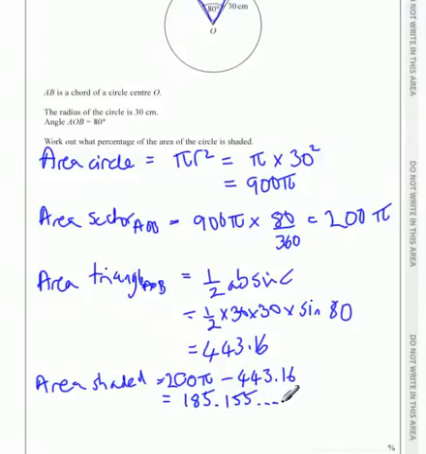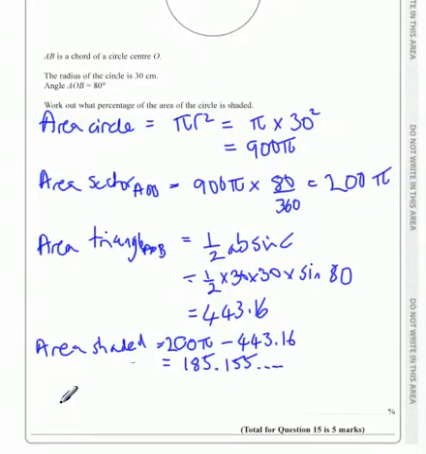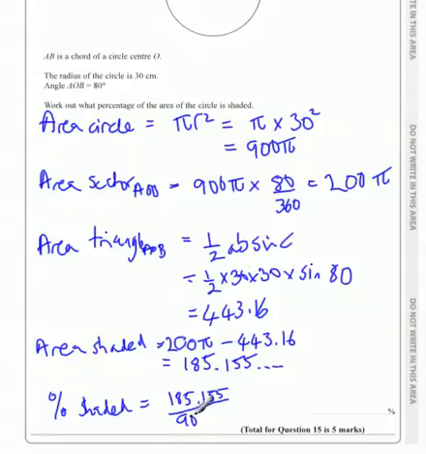5 something. So that is the shaded area. We want the percentage of the area that is shaded. So percent shaded is that area, so it's our 185.155 using the answer from the calculator, out of the total area of the circle, 900 pi. And then to get the percentage, we're going to times by 100.